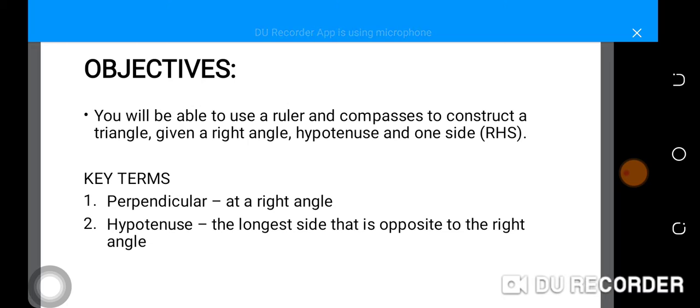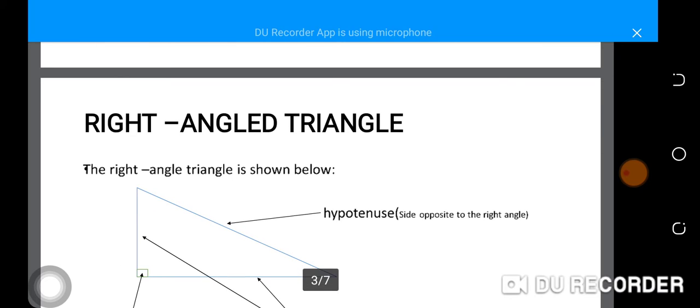And then the second one is hypotenuse. The hypotenuse is the longest side that is opposite to the right angle. Okay, the longest side that is opposite to the right angle.